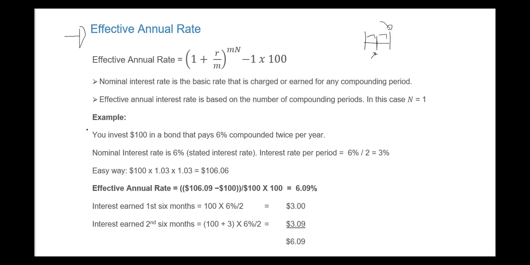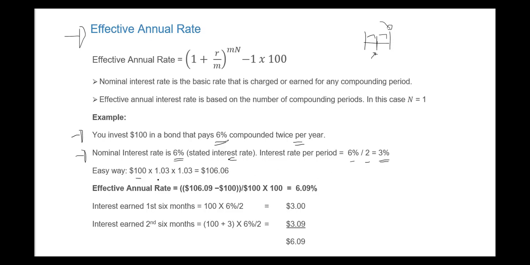Let's look at the example. You invest $100 in a bond that pays you 6%, but that's compounded twice per year. The nominal interest rate is the 6%, the stated or annual interest rate. But the interest rate per period is 6% divided by 2, because it's semi-annual, so you get 3%. As I always say, start with the easiest way.